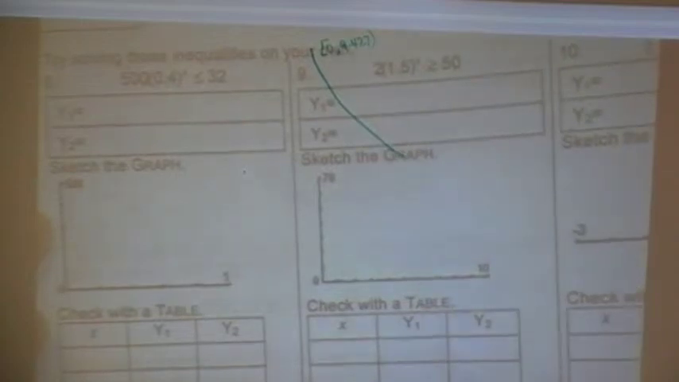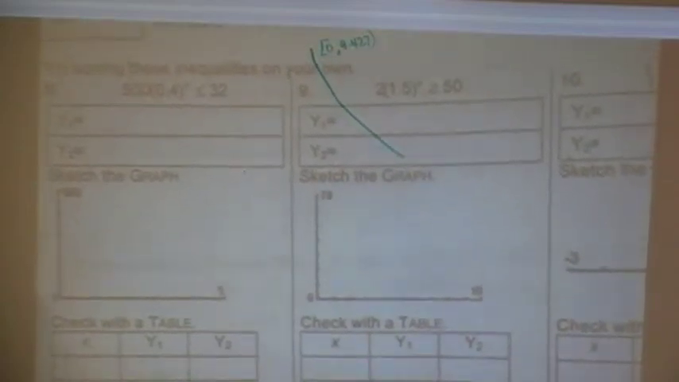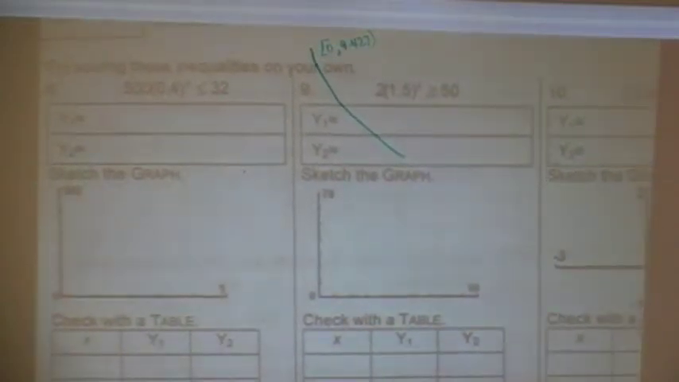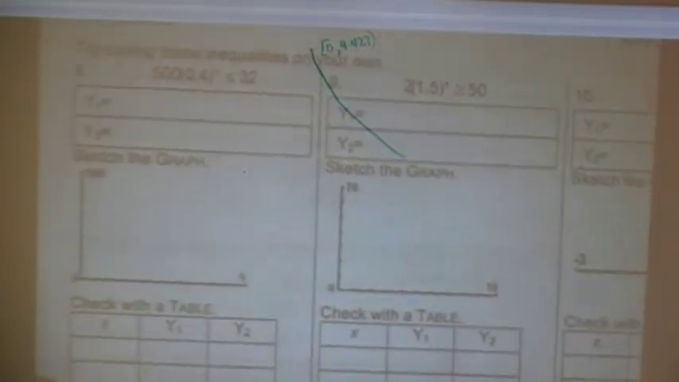So right now, I want you to do problem number 8, 9, and 10. They are just like what we just did. So you're going to plug them in your calculator and see if you can find the interval.